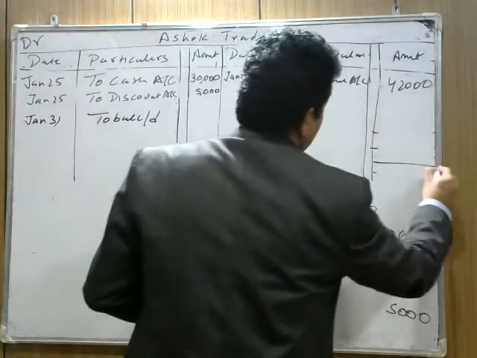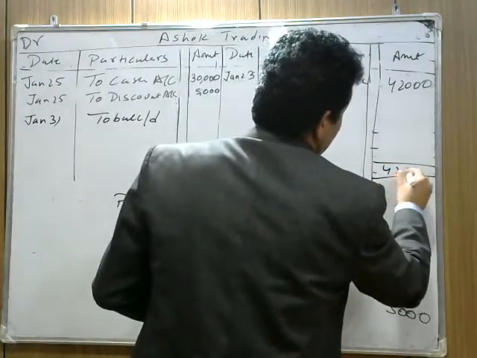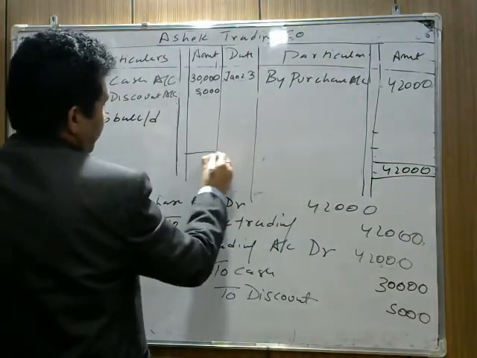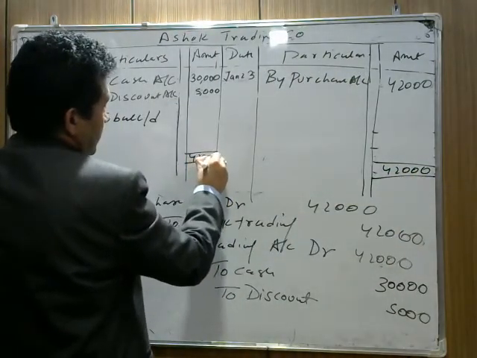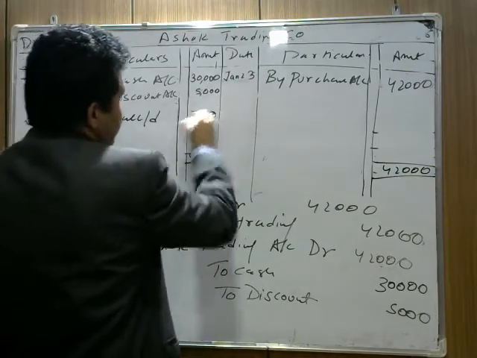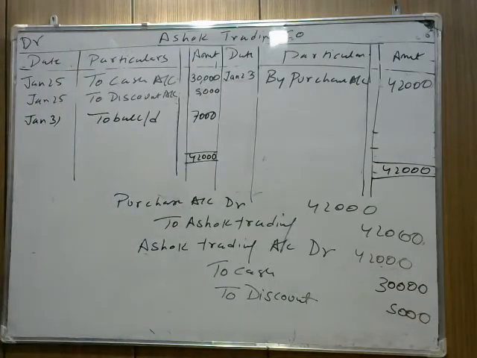How can we find out? The total here is 42,000. Okay, so write here 42,000. 42,000 minus 35,000 is coming 7,000. It means that हमें अभी 7,000 rupees को और पे करना है.